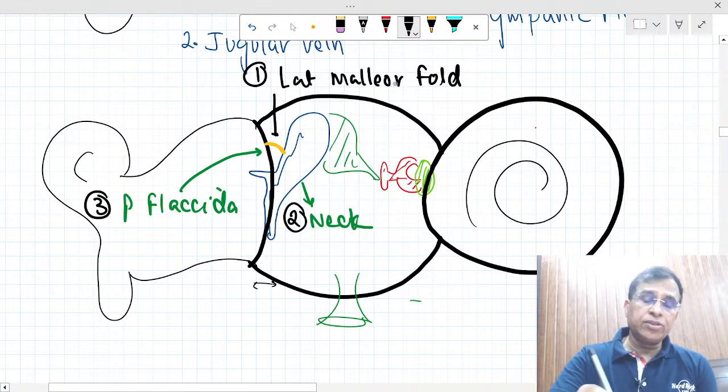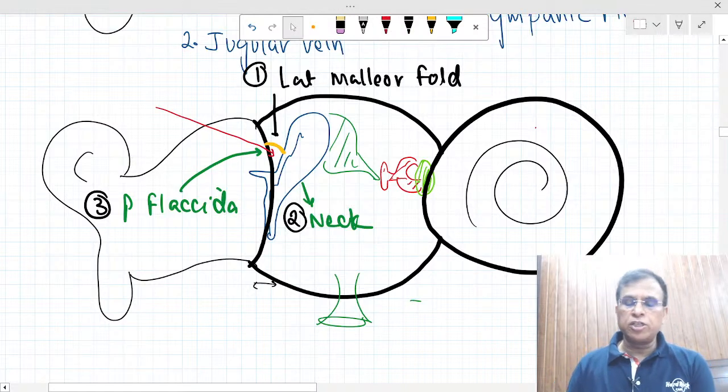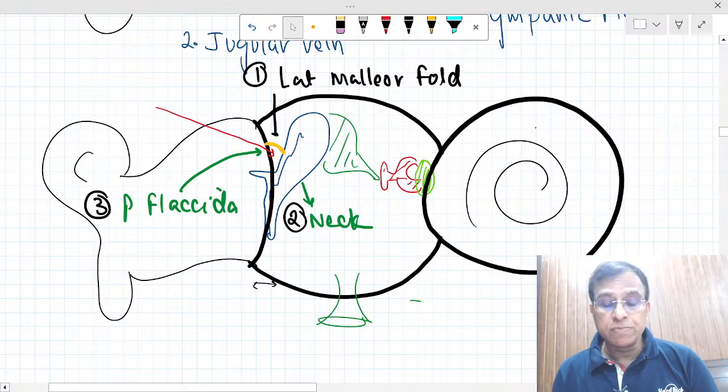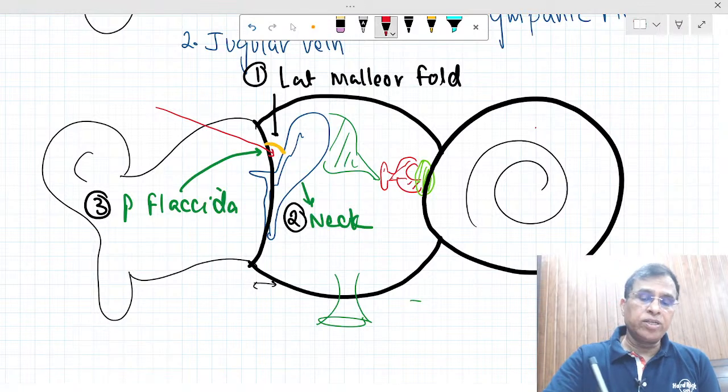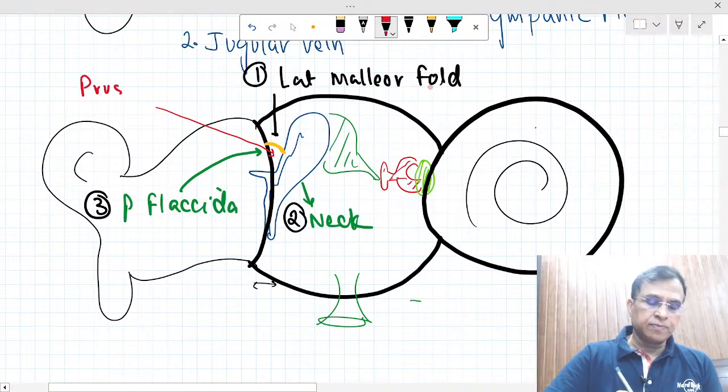Can you see between the 3 there is a space? There is a space here, very small space. This space is very special and it has a name. What is the name of this space? This space is called Prussak's space.